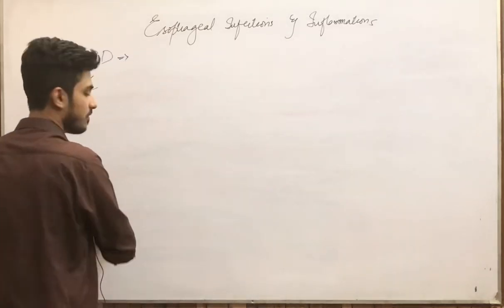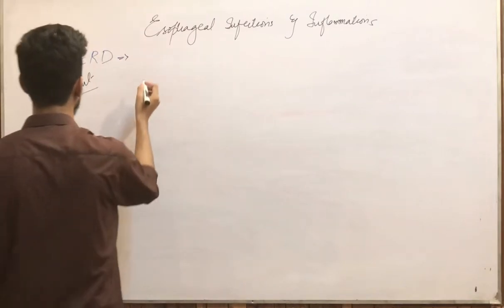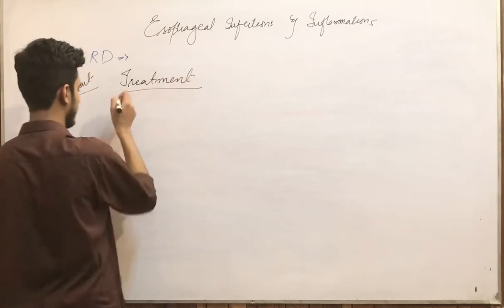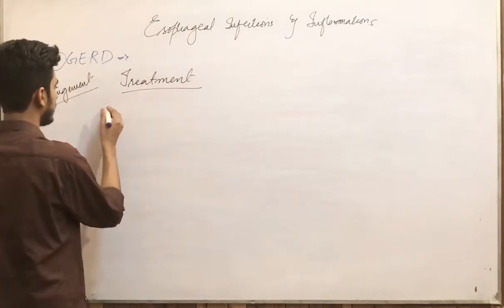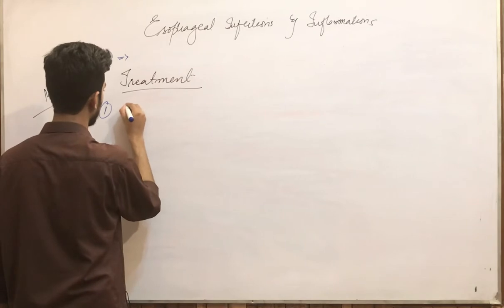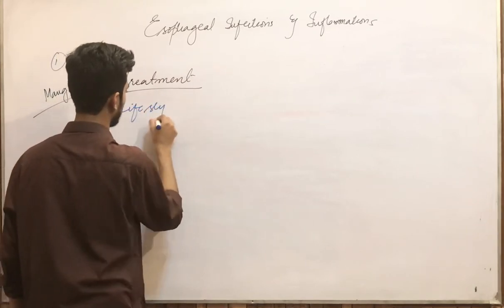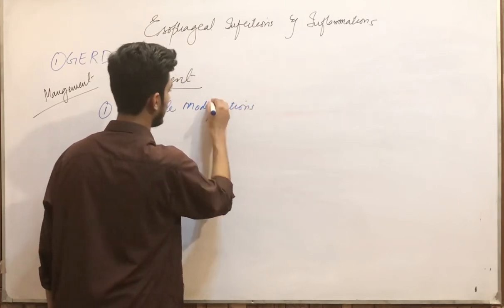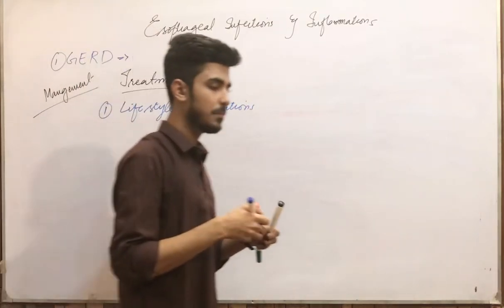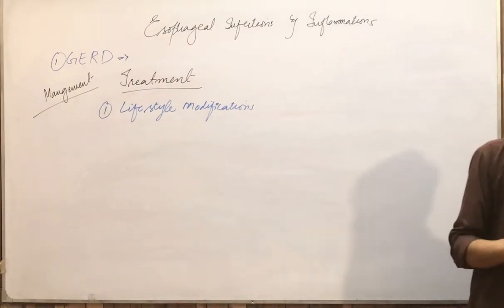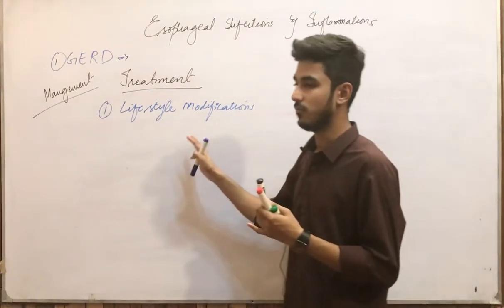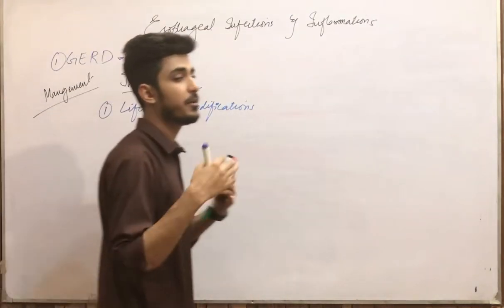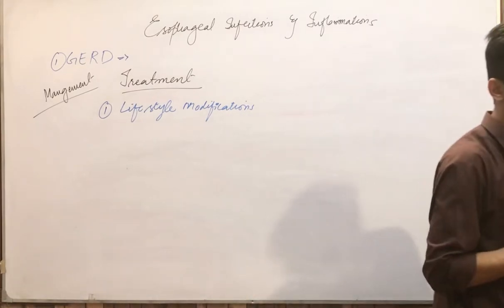So first of all, the treatment you will give the patient is to teach the patient to modify his lifestyle. So the first option is lifestyle modifications. What you have to tell the patient: not to eat heavy meals at late night. One thing. Clear? You have to tell the patient to prevent the precipitating factors of GERD.